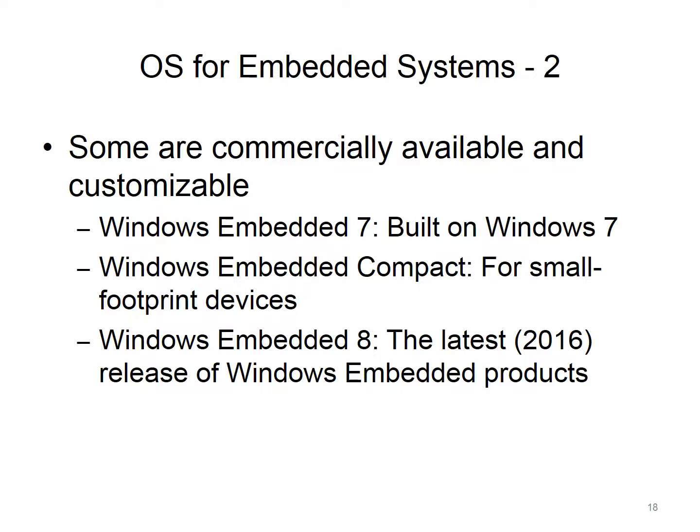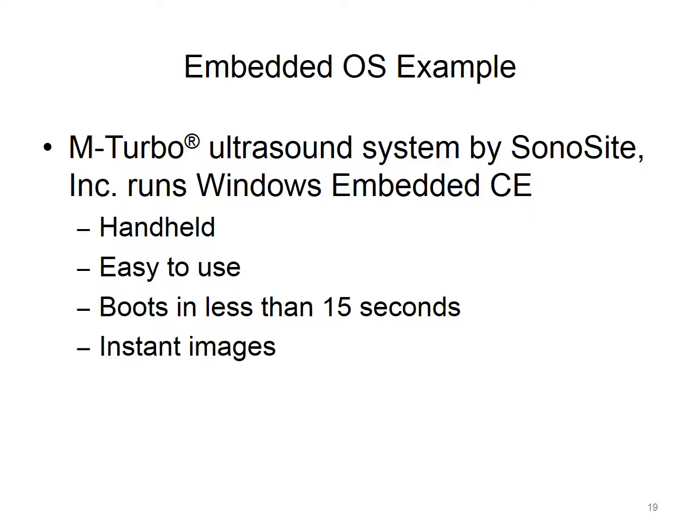Microsoft offers a family of embedded operating systems based on Windows. Among those currently used in 2016 are Windows Embedded 7, Windows Embedded Compact, and Windows Embedded 8. M-Turbo is an example of a medical device that uses an embedded OS. In this case, it uses Windows Embedded CE, which is another type of embedded OS from Microsoft. This handheld, portable ultrasound device boots quickly and provides instant ultrasound images that can be transferred to a computer using USB technology.